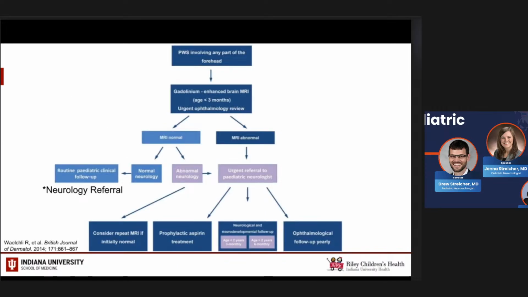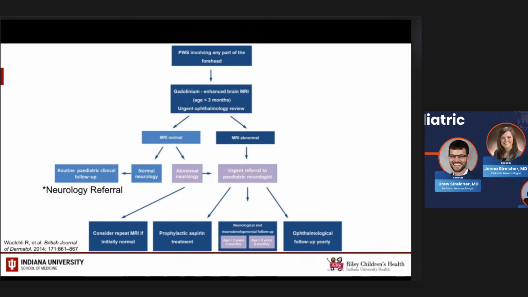So if a port wine birthmark involves any part of the forehead, you're getting an MRI. We like to do these early. I also send to ophthalmology because there's a risk for glaucoma, and sometimes a risk for congenital glaucoma in some children. So we're getting them in. If the MRI is normal, I just refer to neurology to have good seizure education in case something would develop. But if it's abnormal, then we're getting them urgently into neurology, repeating MRIs. Sometimes they are put on prophylactic aspirin and have close assessments, and they see ophthalmology at least every year.